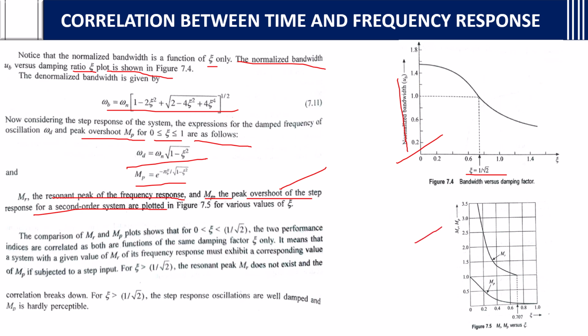Then the comparison of Mr and Mp plots shows that for 0 less than xi less than 1 by root 2, the two performance indices are correlated as both are functions of the same damping factor. So from this correlation, we can tell that for xi greater than 1 by root 2, the step response oscillations are well damped and Mp is hardly perceptible.